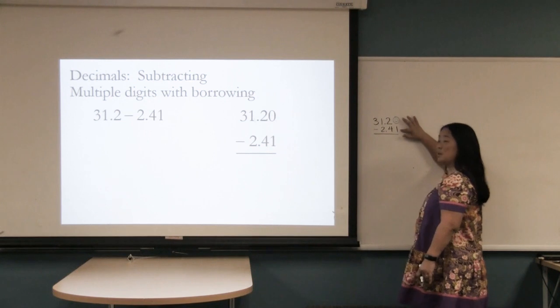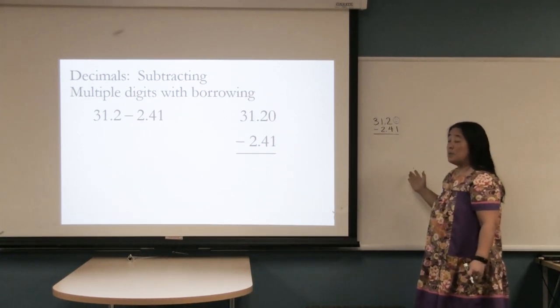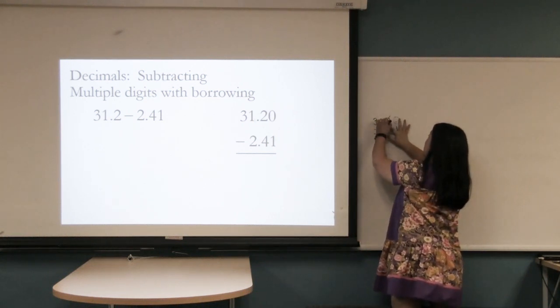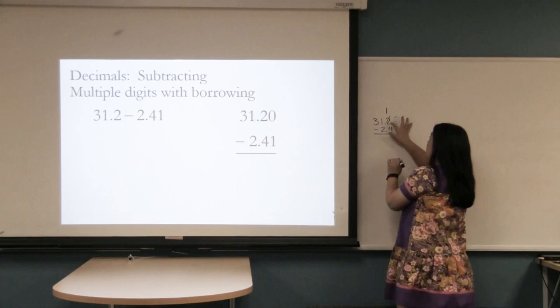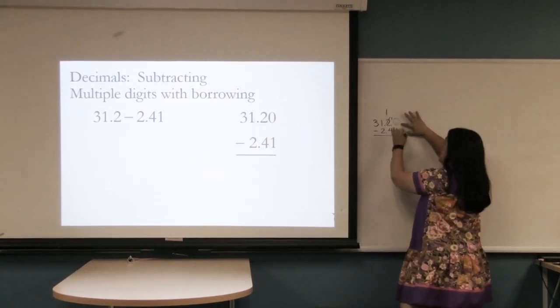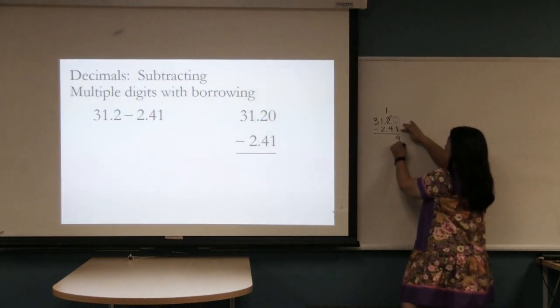So 0 minus 1, many students will accidentally do 1 minus 0 because they don't want to borrow. We'll have to go over to the next column, borrow from here, so 2 becomes 1, and that 1 in the tens column becomes 10 little hundredths. Now 10 minus 1 gives you 9.